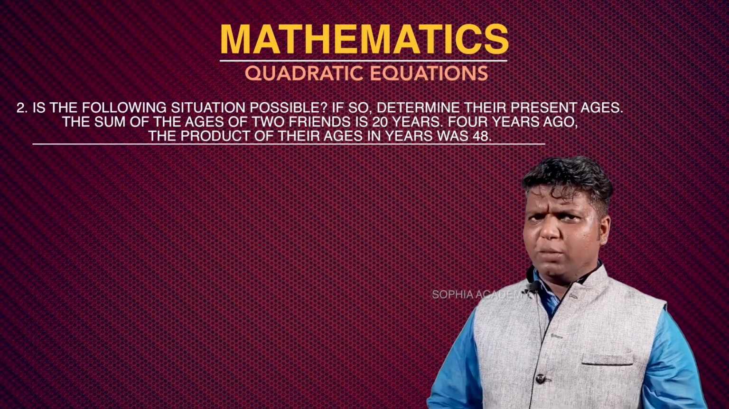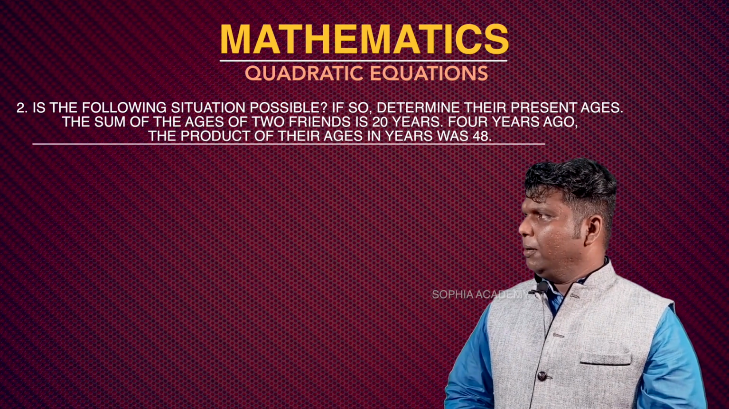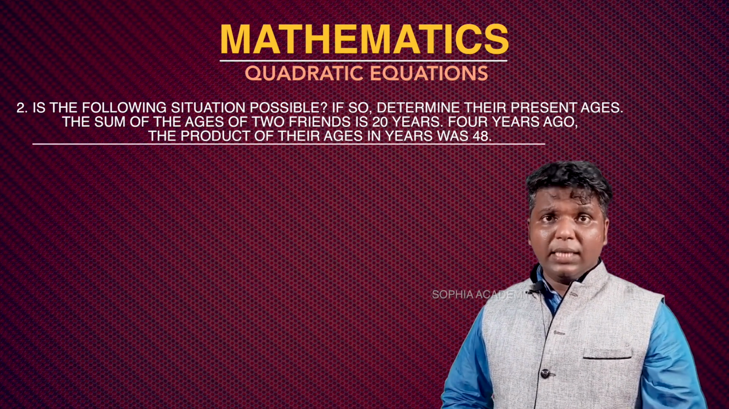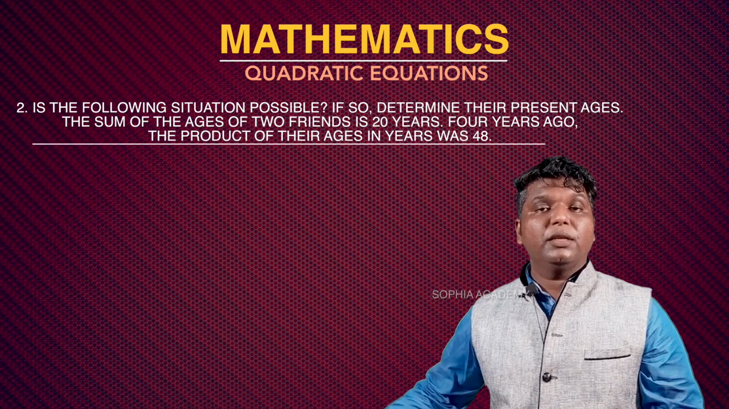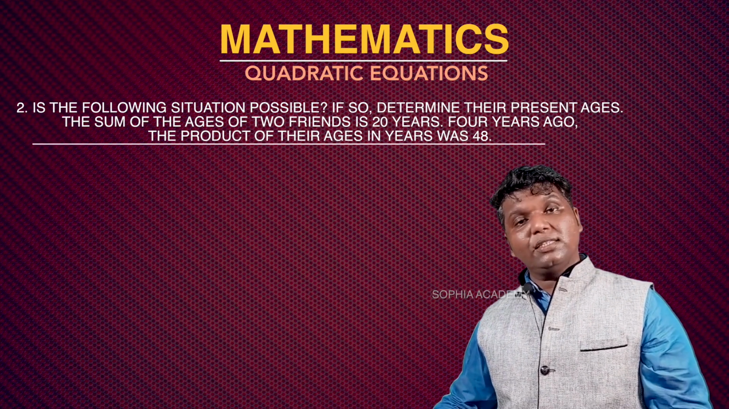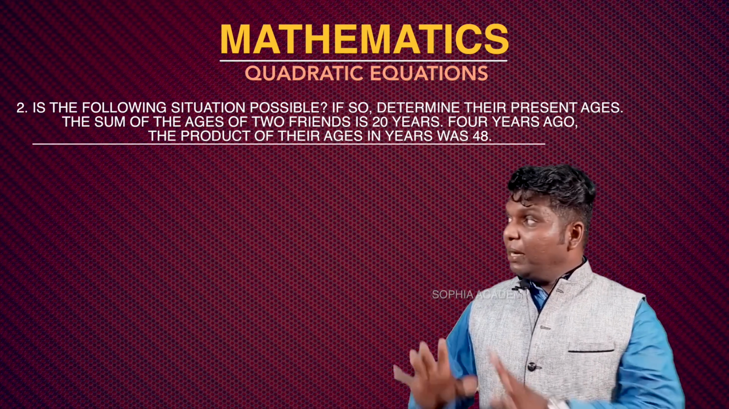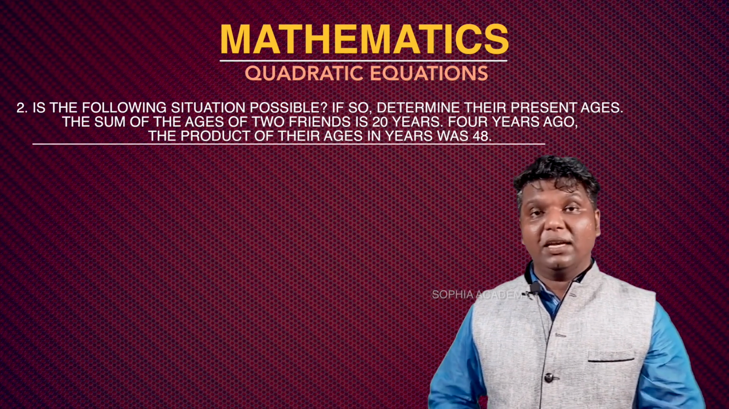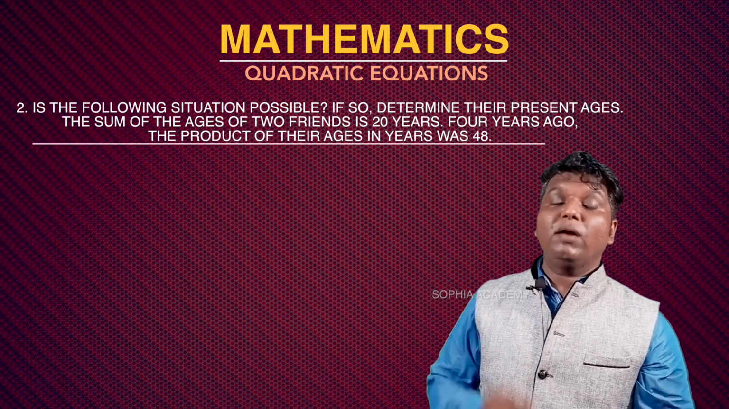Anyhow, see, is it possible that the sum of the ages of two children is 20? Yeah, if one is having 11 years, what about the next one? He will be having 9 years. If one is having 12 years, the other one's age will be 8 years, right? But it is not mentioned here. When it is not mentioned, what will we take?